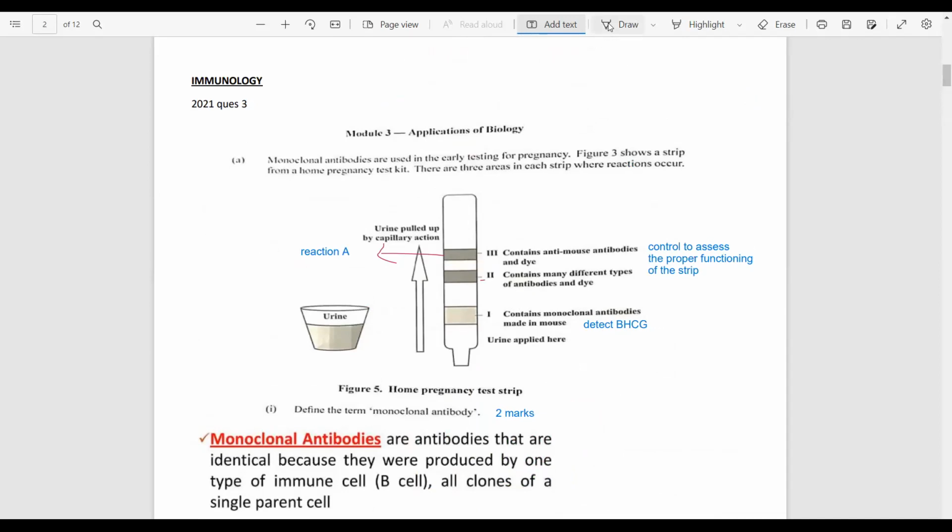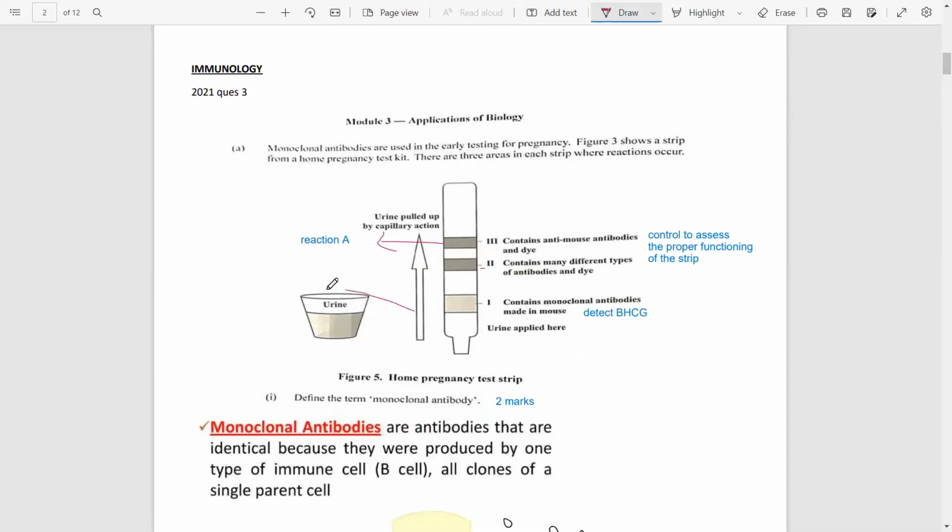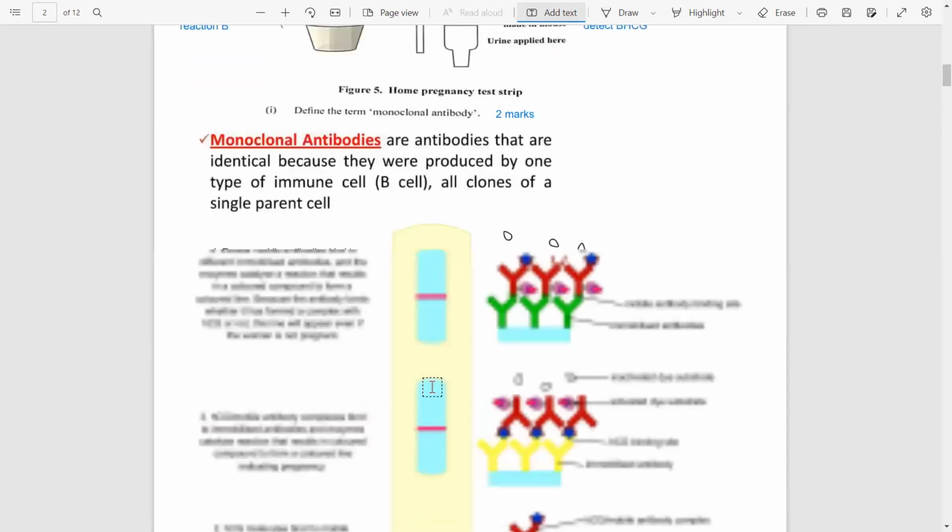Yeah. So that is just the first test, just to see if the lady has beta HCG in her urine, then you should just have the mobile antibodies binding to it. So this would be reaction B. And then clearly the other one would be at test number 2.